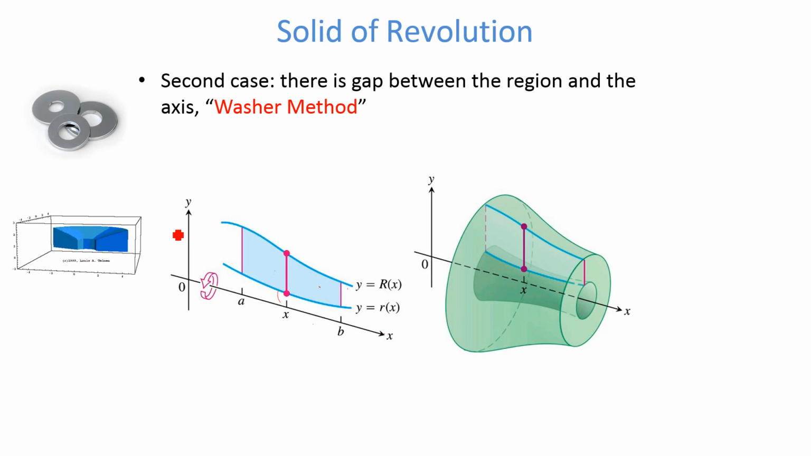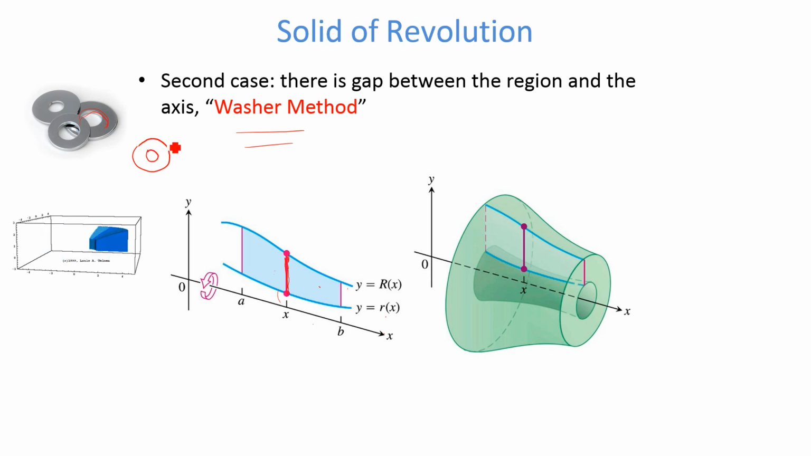So cross sections are not going to be circles in this case. They are going to be washers like this. That is why this is called the washer method. So in this case, what we are going to do, this height is R(x) minus r(x). Now actually this is rotating around the x-axis. This length is rotating.